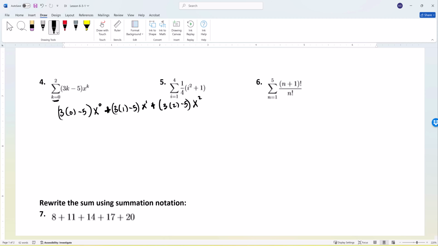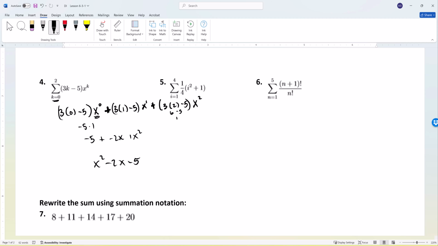So simplifying each one of these, you get 3 times 0, which is 0, so you get negative 5 times x to the 0 power, that's 1, so you get negative 5, plus 3 minus 5 is negative 2, that's negative 2 times x, and this is 6 minus 5, which is 1 times x squared. So I can look at that like that. And it's kind of interesting because we basically created a function of sorts, or a variable based summation of sorts, from this summation, which is okay.